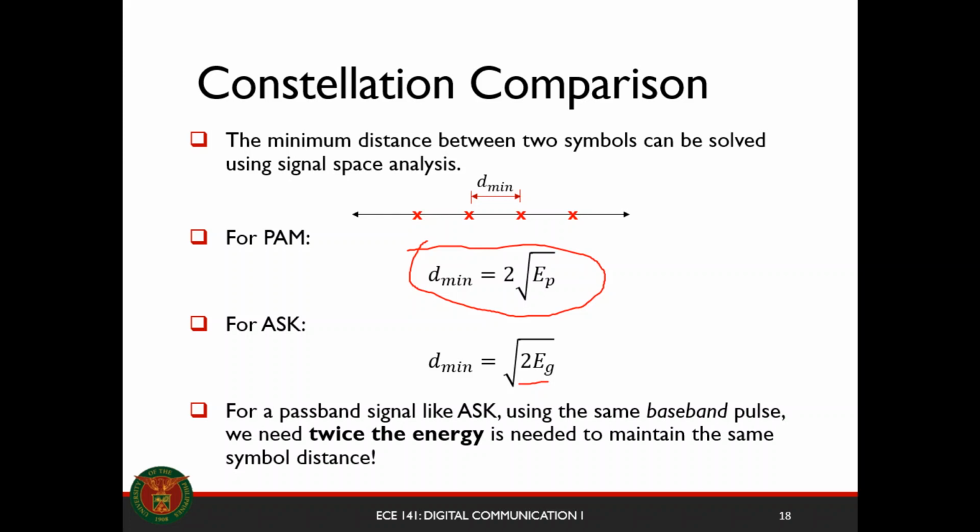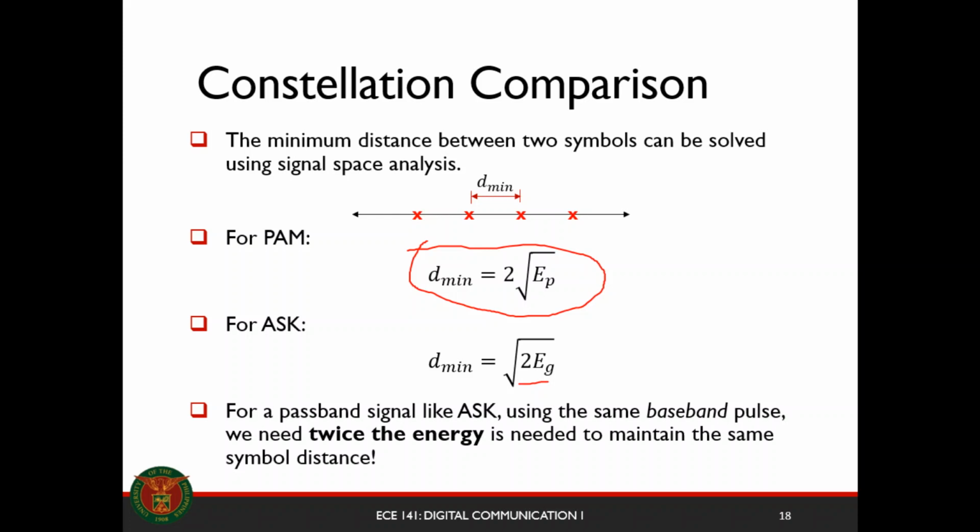So basically, we're just going to reiterate. If we use the same baseband pulse, we need twice the energy just to maintain the same symbol distance. And that's really a downside of your ASK as compared to PAM.